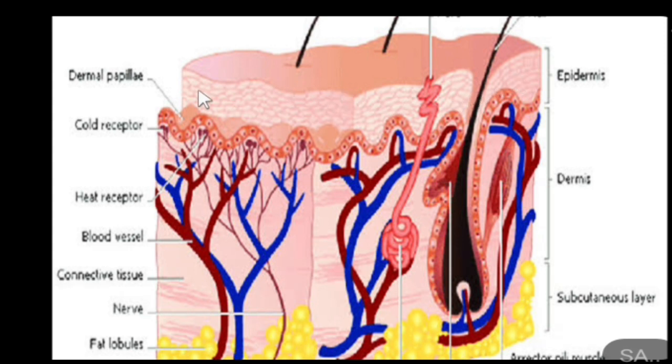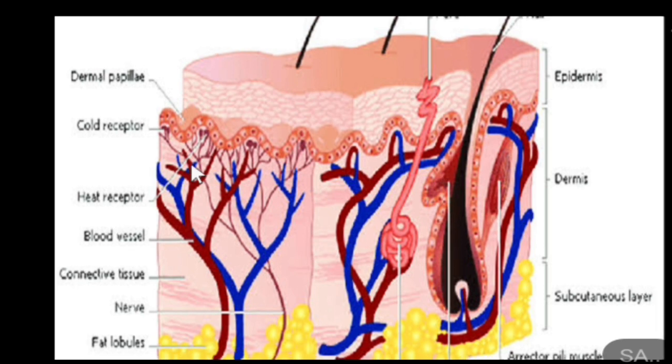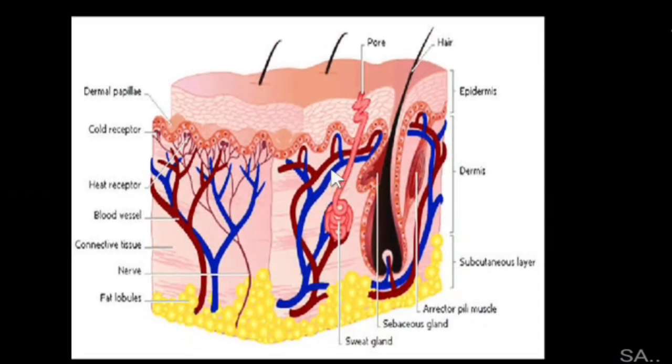Epidermis. Now you can see there are some dermal papillae. The dermal papillae, this thin layer, is present in between epidermis and dermis, and it functions to increase the surface area of both the epidermis and dermis. Now we are jumping into dermis. So let's start with dermis.